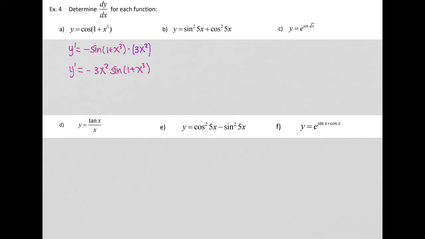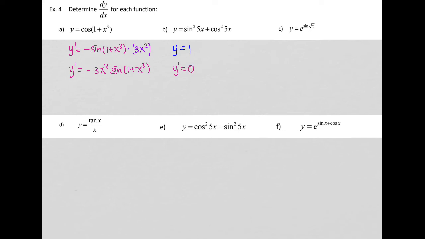For part B, you can see the function is sine squared theta plus cos squared theta. They both have the same angle. That means this is a Pythagorean identity. So I can simplify the function into y equals 1. So my differentiation y prime will be 0.